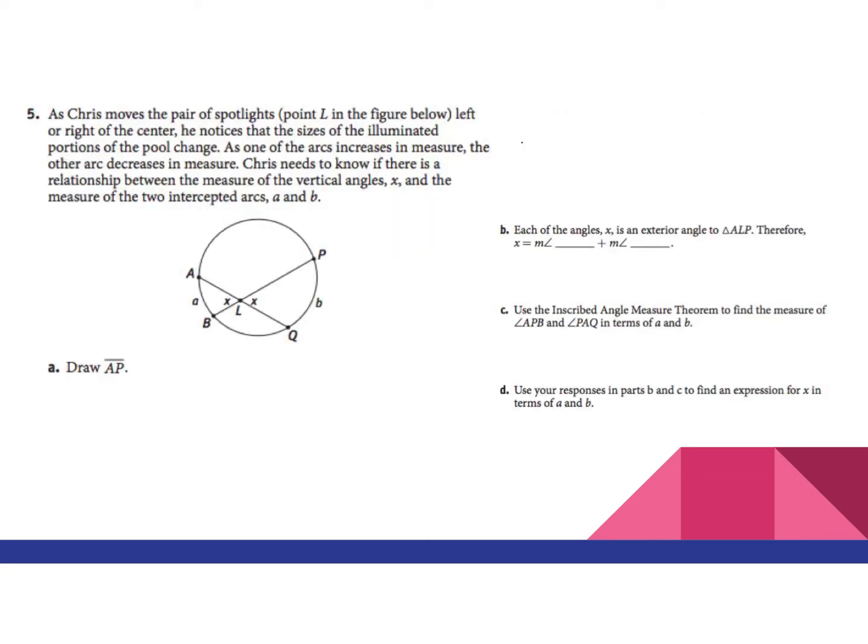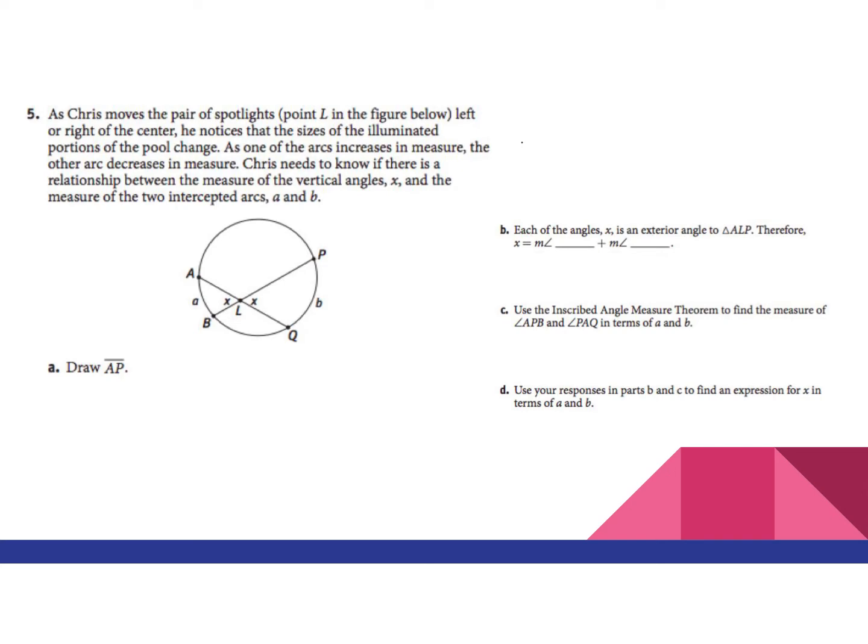As Chris moves the pair of spotlights, point L in the figure below, left to right of the center, he notices that the sizes of the illuminated portions of the pool change. One of the arcs increases in measure. The other arc decreases in measure. So Chris needs to know if there is a relationship between the measures of the vertical angles, X, and the measures of the 2 intercepted arcs, A and B.